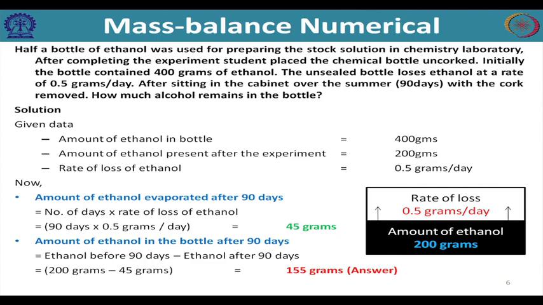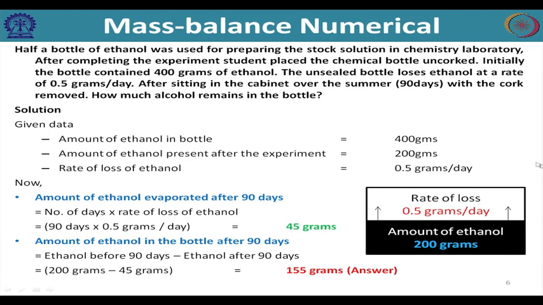So, this is a very simple numerical. We first draw this particular mass balance diagram. The most important thing when doing mass balance numericals is to draw the mass balance diagram, indicate what the input is, what the output is, then indicate what the sources, sinks or any other reactions are that have been given to you, and then solve the numerical step by step.